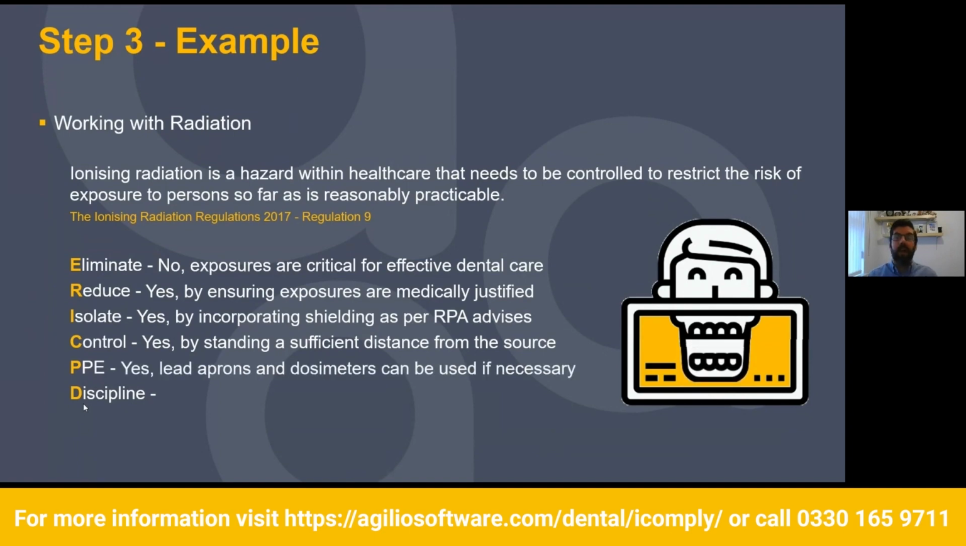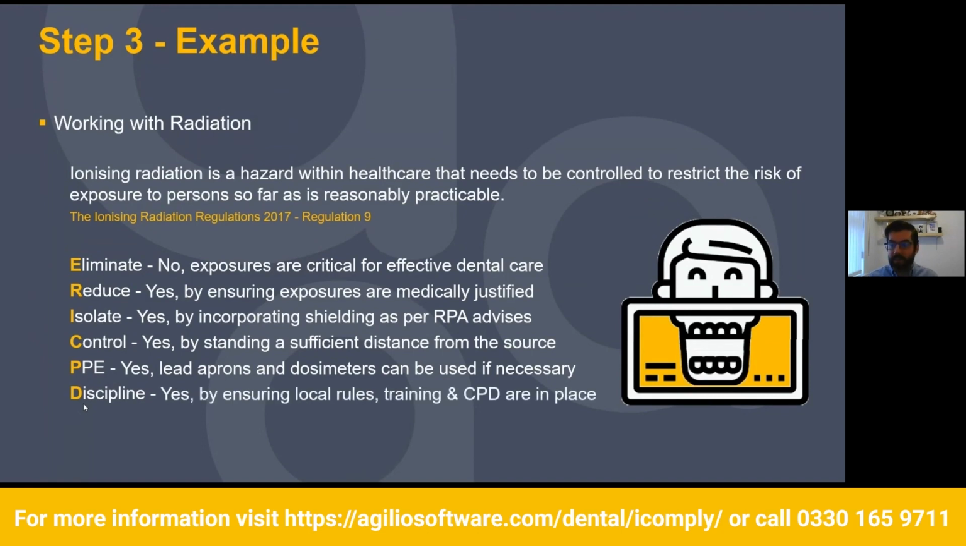PPE is next. There is PPE available, lead aprons and dose meters. But again, these would only be required where you're doing elevated levels of exposures in your practice. And if you're not quite sure whether you need PPE for your particular operating parameters, speak to your appointed radiation protection advisors and they will tell you. Because to be honest, lead aprons are not generally required anymore in a dental practice. But your RPA will tell you whether or not you need one.